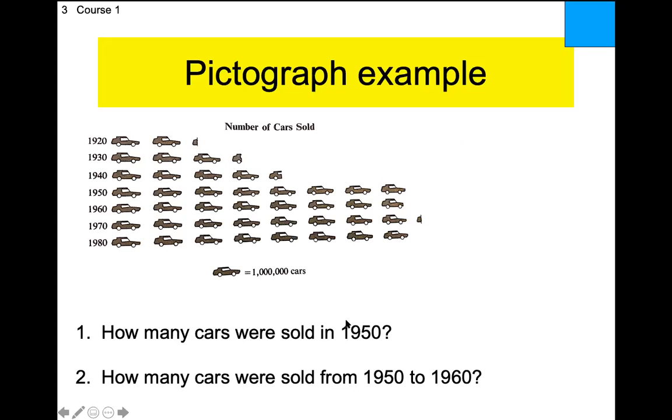So let's see, how many cars were sold in 1950? Well, I got nothing but full cars here, and each one is 1 million. So it's 1 million, 2 million, 3 million, 4 million, 5 million, 6 million, 7 million, 8 million cars. Not too challenging there. How many cars were sold from 1950 to 1960? Well, we just did the 50s. So if we did the 60s, let's see, the 60s are right here. I got exactly the same number of cars. So from the 50s to the 60s, that would be double that. So that would be 16 million. Oh, that wasn't too hard.